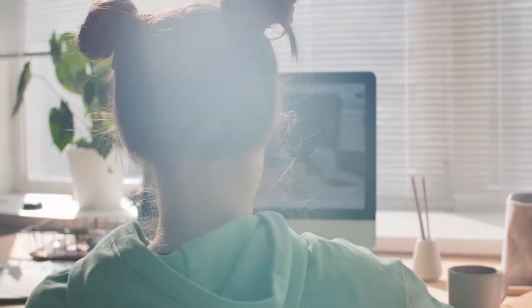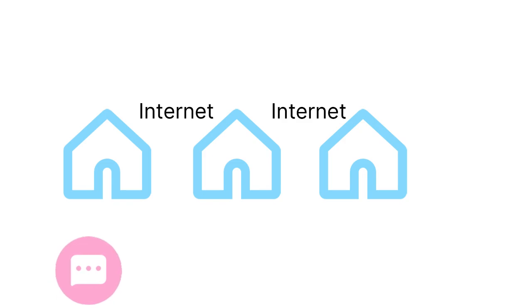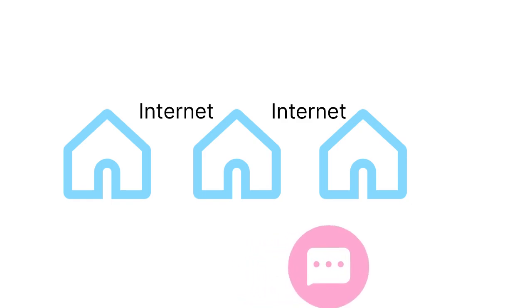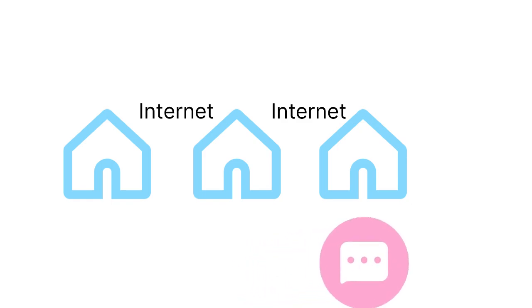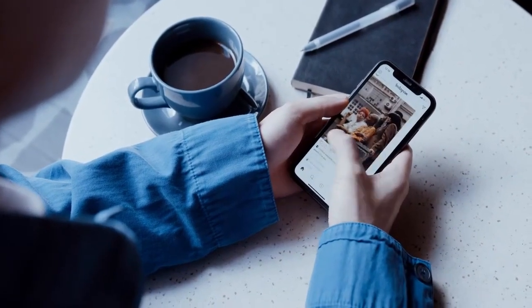Let's make this easier to understand. Imagine a huge city. Every house in that city represents a device. The roads connecting those houses represent the internet. Cars travel on those roads, carrying messages from one house to another. Now imagine billions of houses connected by millions of roads. That's what the internet is like, a massive system that allows information to move from one place to another.